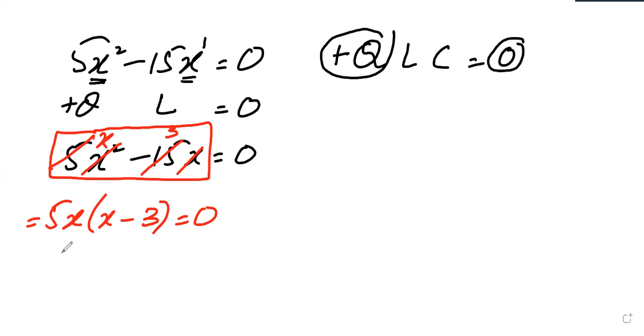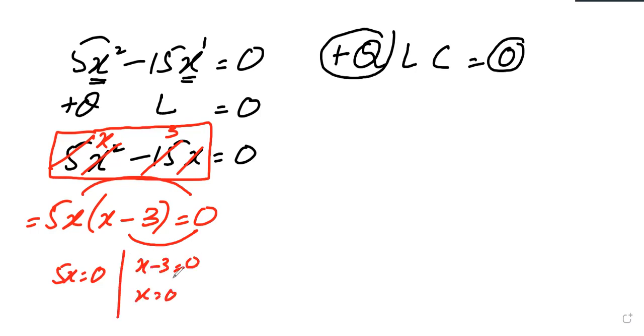Now we will make two linear equations: 5x equals to 0 and x minus 3 equals to 0. So it becomes x minus 3 equals 0, and when we shift 3 to the other side, it becomes plus 3. It is x equals to 3. Here it is multiply, on the other side it divides, so x equals to 0. Clear, guys?